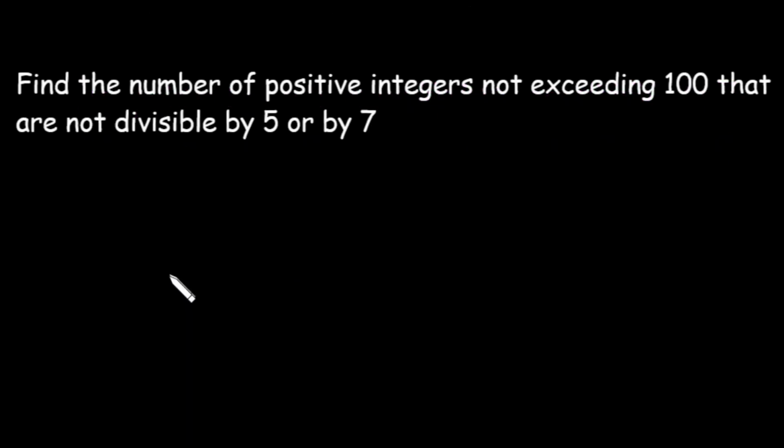Another example we can take: find the number of positive integers not exceeding 100 that are not divisible by 5 or by 7. What we need to do: first, find the count of A union B, and after that remove that count from the 100. That will give you the final answer. Try this question by yourself and answer it in the comment section.